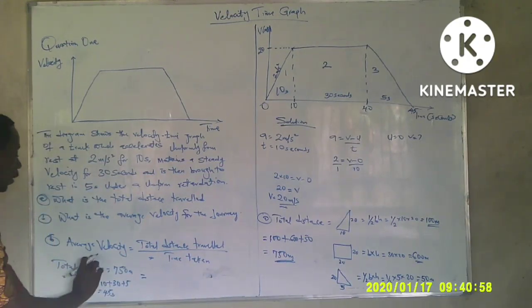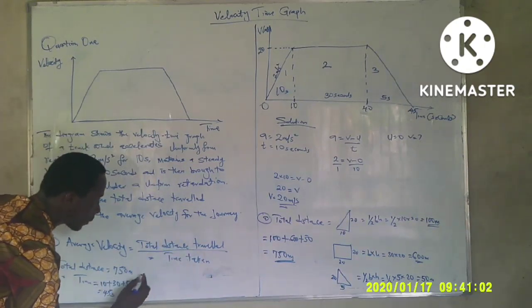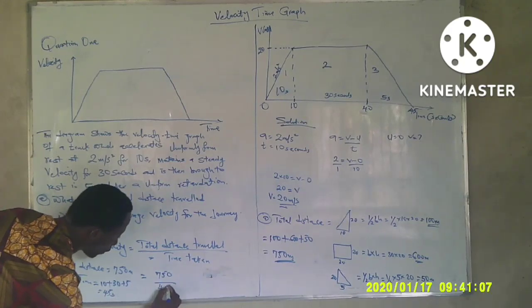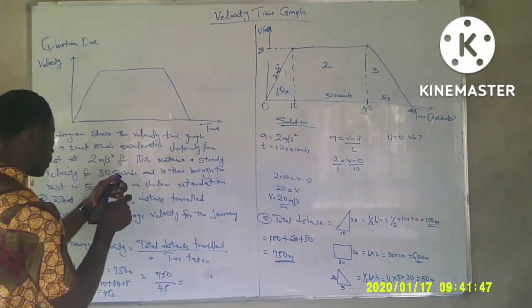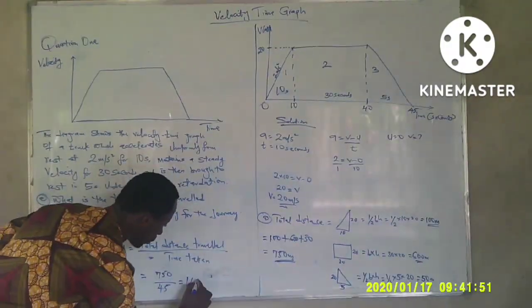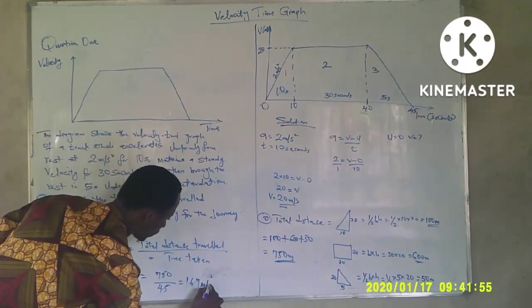So the average velocity is what? Total distance traveled over total time taken, which is what? 750 over what? Over 45. So now that's 16.7. Our unit of velocity is what? Meters per second.